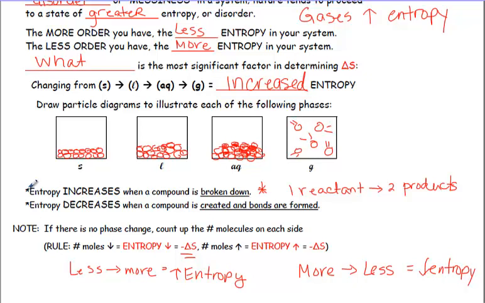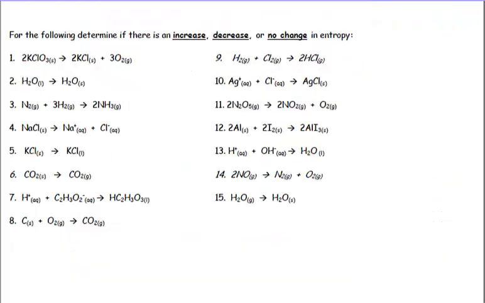All right, so what we're going to do is practice looking at some equations to determine if there's an increase or decrease or no change in entropy. So for number 1, you have 2KClO3, so there's one reactant, and now I have two products. And I have a solid and a gas, which means that I have more moles, right? I have 2 moles over here and 5 over here. So the rule is if I go from less to more, this is going to increase. More chaos, more particles going all over the place. It's a mess. Number 2, I have a liquid to a solid, all right?